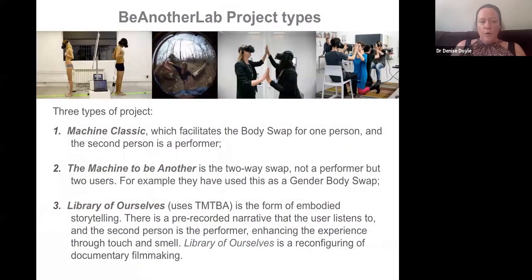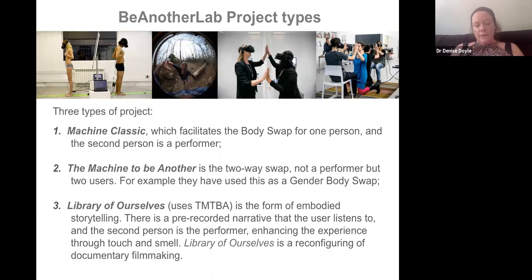So to explain a little bit more about their work, their first series of projects is called the Machine Classic, and this was a body swap in VR for one person, and then there was a second person who is the performer, and you can see an example of this in the top right-hand image. And the Machine to Be Another is the two-way swap, so there isn't a performer as such, but there is performance there, between two users. And BeAnotherLab got quite a lot of media attention for their gender body swap, which you can see in the top left-hand corner.